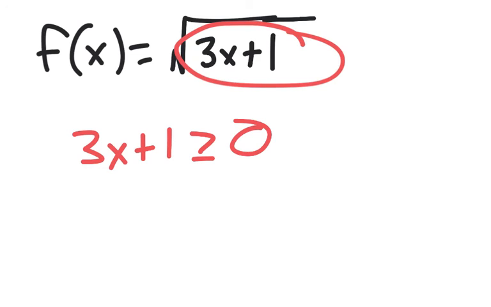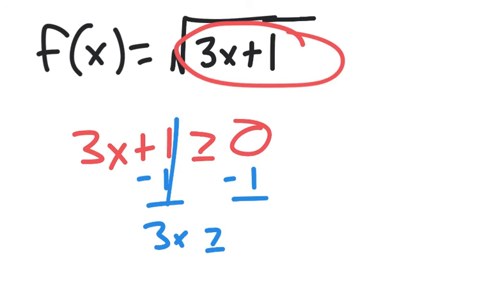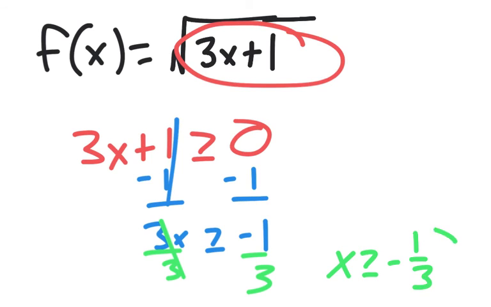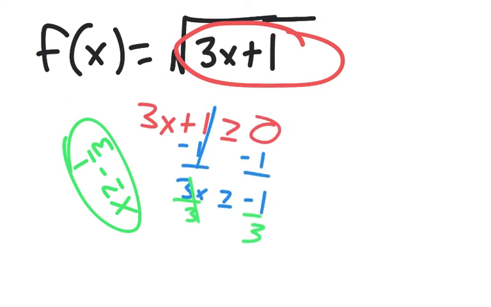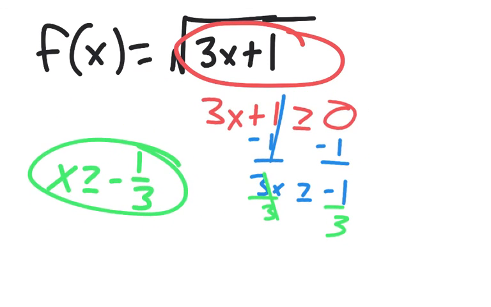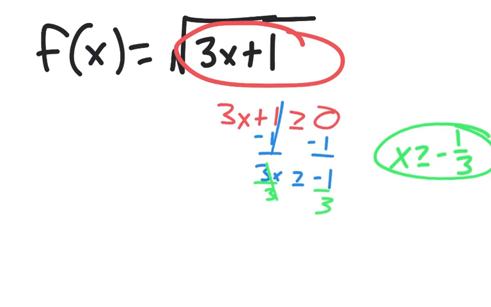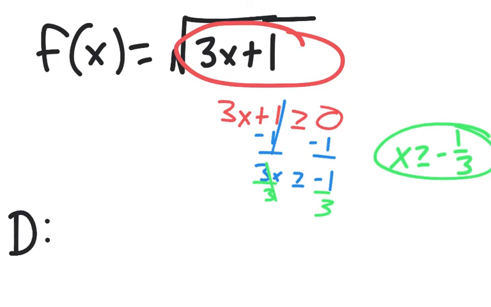Now when we solve it, we subtract 1. That tells me 3x is bigger than or equal to negative 1. Divide by 3. That tells me x is bigger than or equal to negative 1/3. As long as I pick something bigger than or equal to negative 1/3, then my function won't break. I won't take the square root of a negative. So here is how we say that.